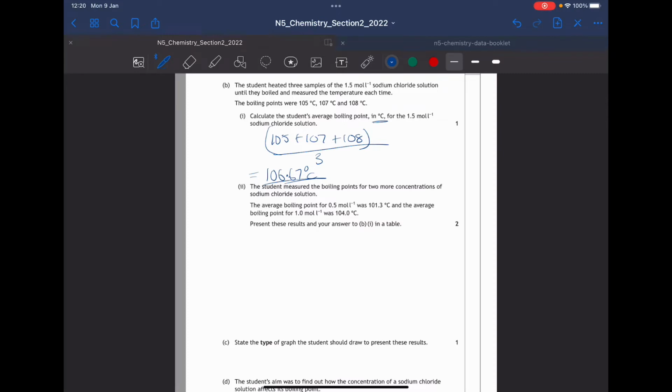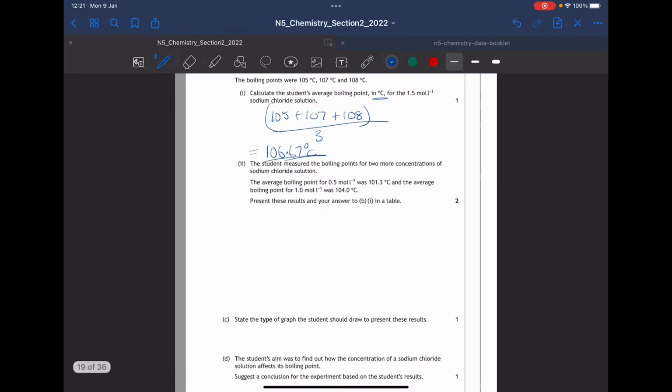So to start off the table, you need our headings. So the first heading is always the thing that's been changed by the person doing the experiment. So in this experiment, the thing that they have changed is the concentration of the solution. So our first heading would be concentration. And then the other heading will be whatever is being measured. So they are measuring average boiling point. So that will be our other heading.